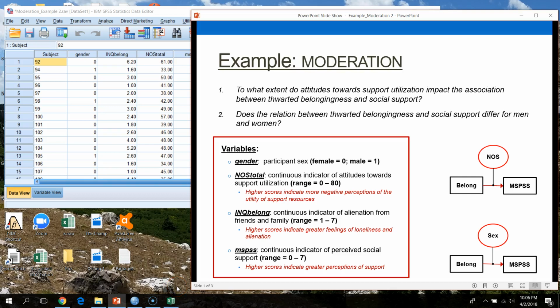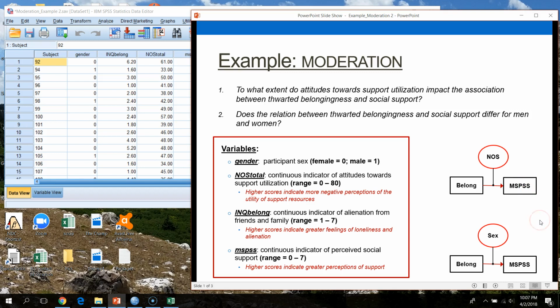Alright everyone, welcome back. So in the first video we went through some screening for variables that are going to go into this moderation model. Again, what we're looking at are factors impacting the nature of the relation between thwarted belongingness and perceived support. Thwarted belongingness is a variable central to interpersonal theories of suicide, and higher scores on our belongingness variable indicate greater feelings of alienation, isolation, and loneliness from friends, family, and other important folks in our lives.